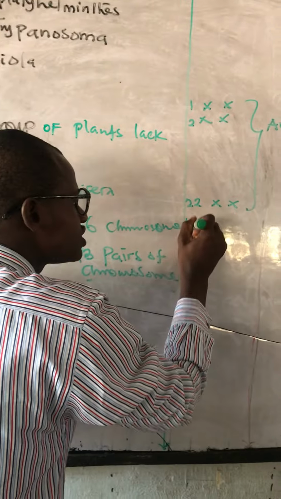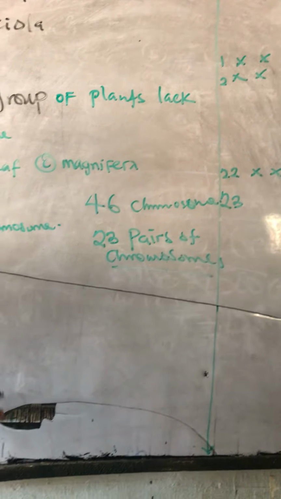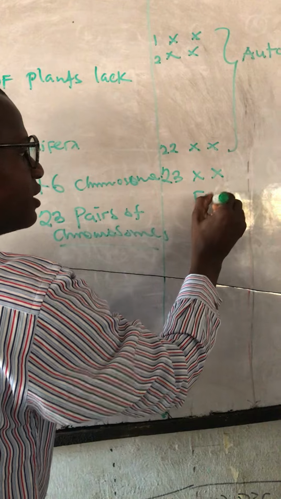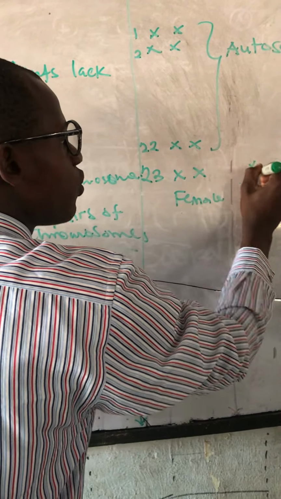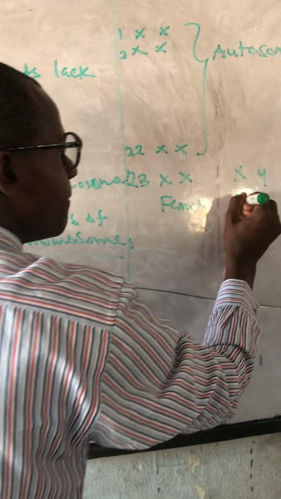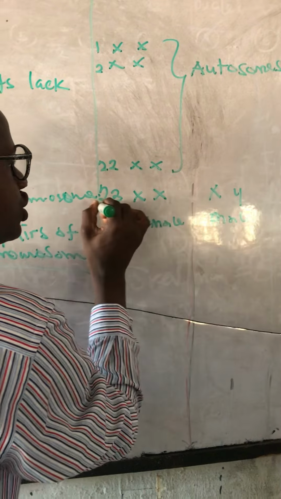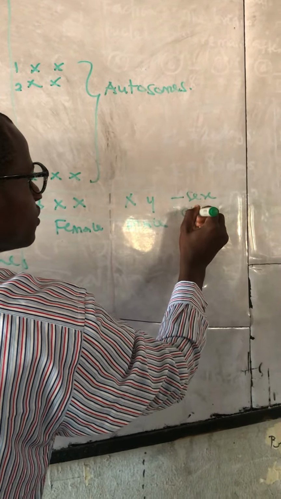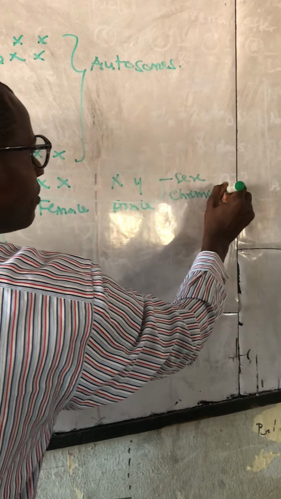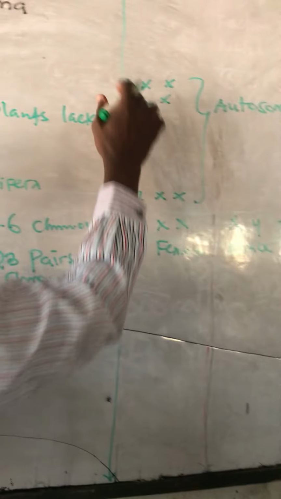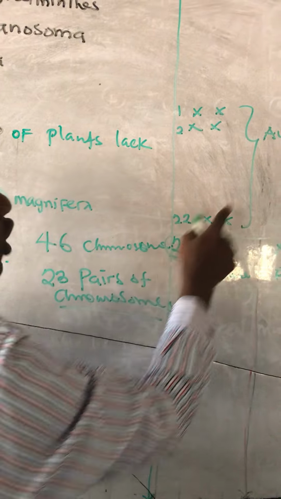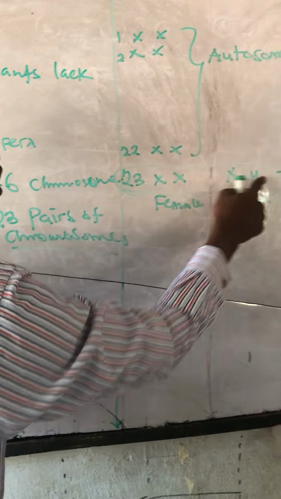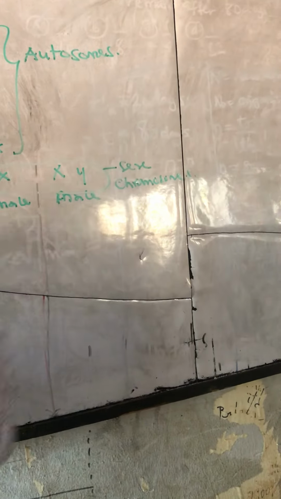Now, number 23 is what distinguishes where we have the XX for the female and the XY for the male. So number 23 is what we call the sex chromosome. Let me say it again: number 1 to number 22 is what we call the autosomes, while the number 23 pair of chromosomes is what we refer to as the sex chromosome.